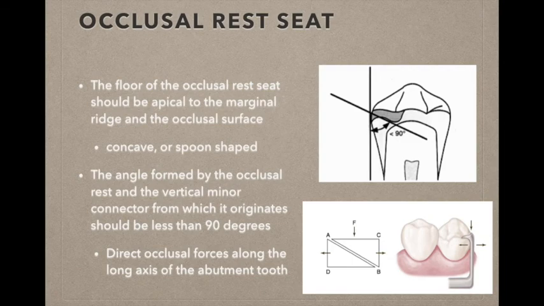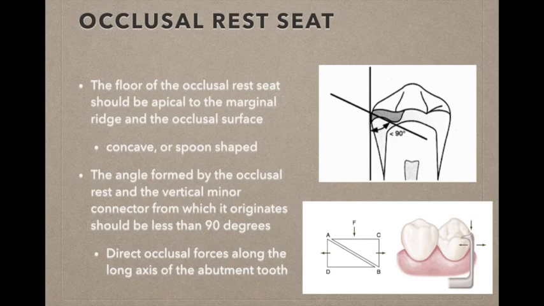When we do a cross section, the floor of the occlusal rest seat will be apical to the marginal ridge and occlusal surface. So the cross section image will look concave, or what we call a spoon shape. When we connect the occlusal rest to the vertical minor connector, we create an angle. That angle should be less than 90 degrees.